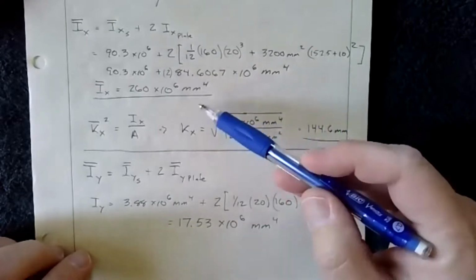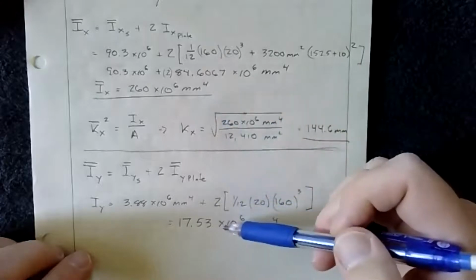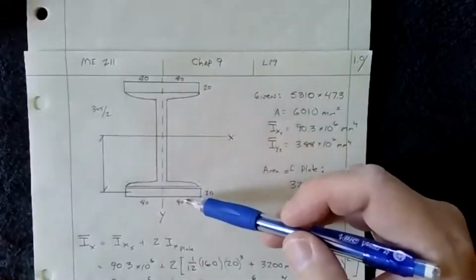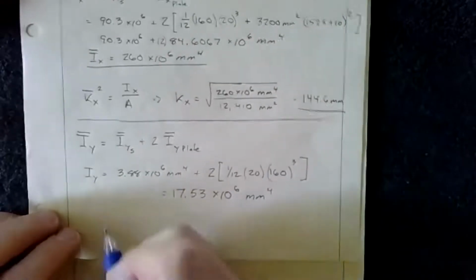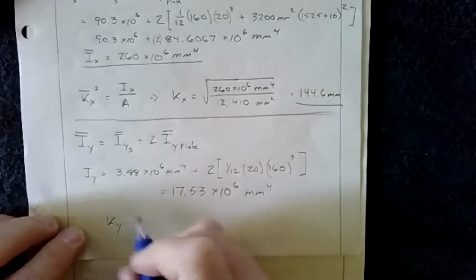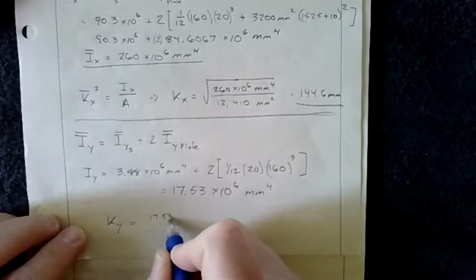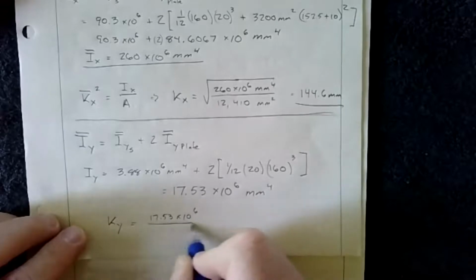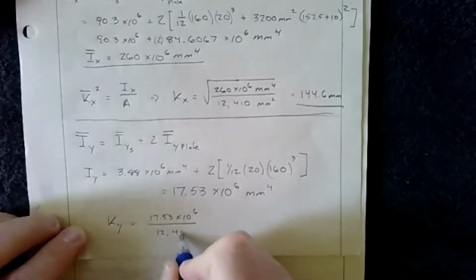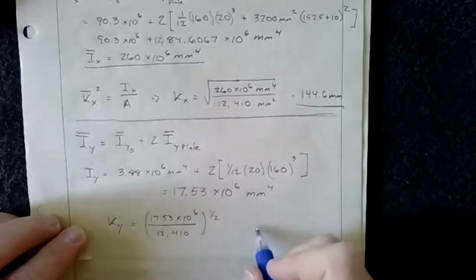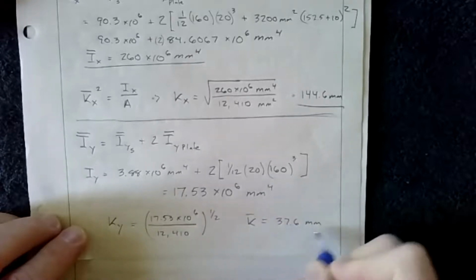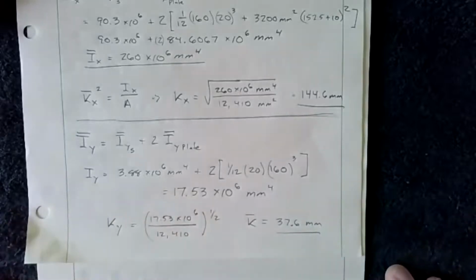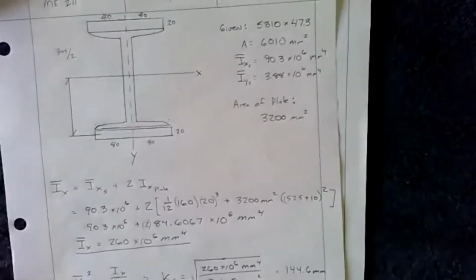So it's different, which makes sense, quite a bit smaller than it would be about the x. That makes sense given how much material you have that's away from the axis of rotation compared to the y-axis. And then the radius of gyration is just going to be 117.53 times 10 to the 6 divided by the total area 12,410, square root, and in that case we get a radius of gyration of 37.6 millimeters. Again, this is something you'll see much more if you take CE classes. Okay, so that's that. I have one more example I want to show you.